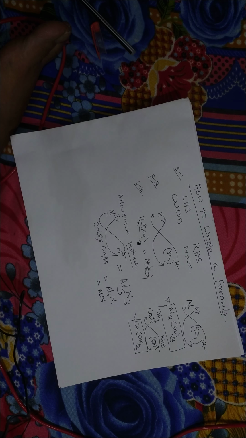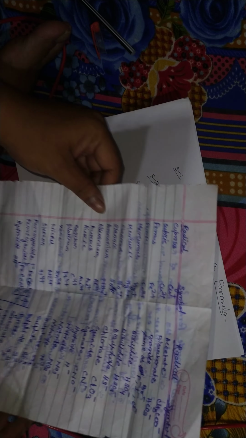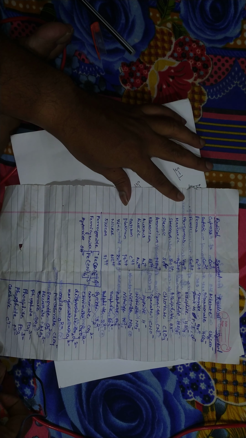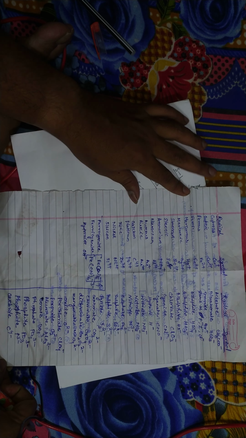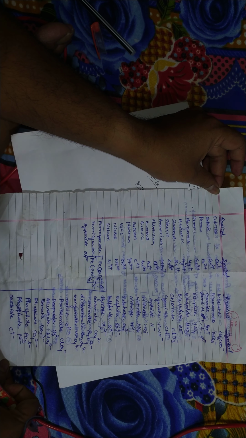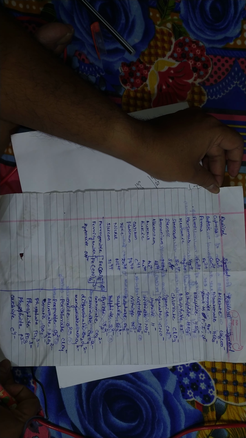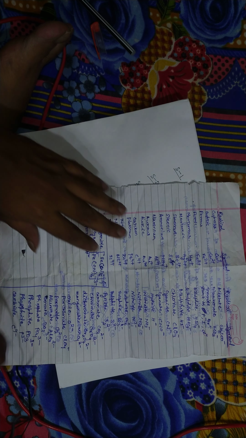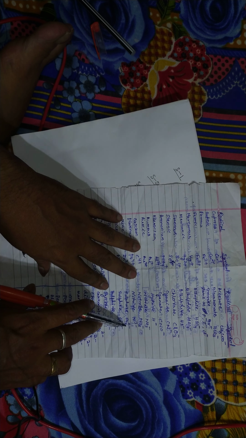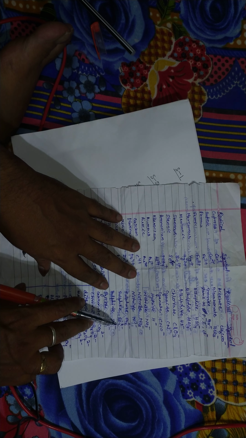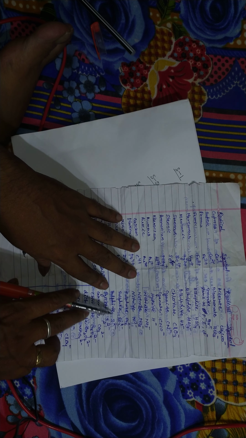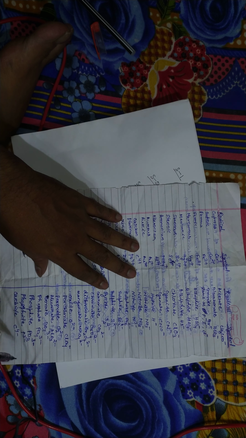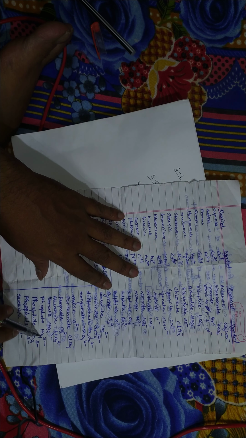And here I am sharing the cations and anions. Please take a screenshot and practice according to your textbook. Must remember that sulfate is SO4 2 minus, sulfite is SO3 2 minus, and sulfide is S 2 minus. Similarly, phosphate is PO4 3 minus.